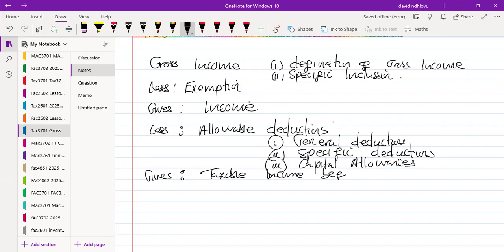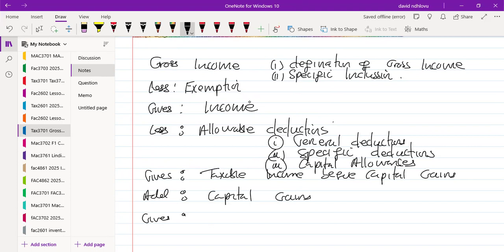right before allowable capital gains, or before capital gains. Right, then you add the capital gains, and then you get taxable income before donations.